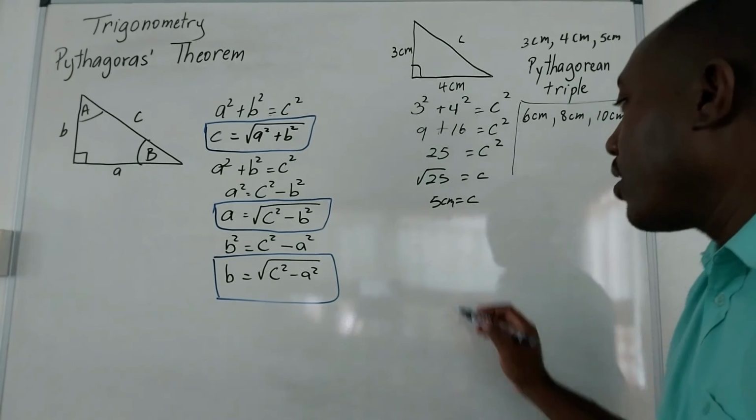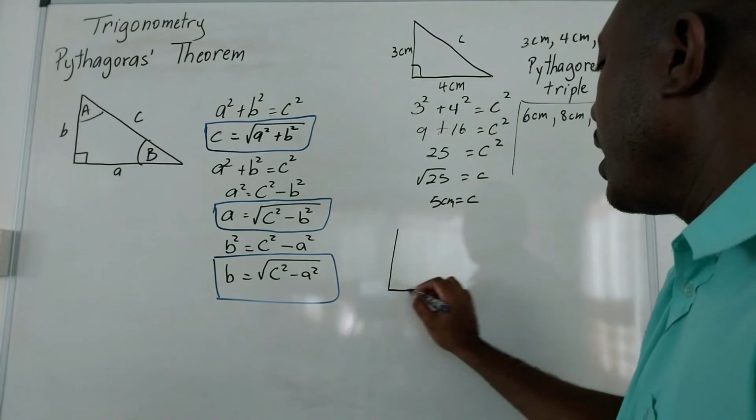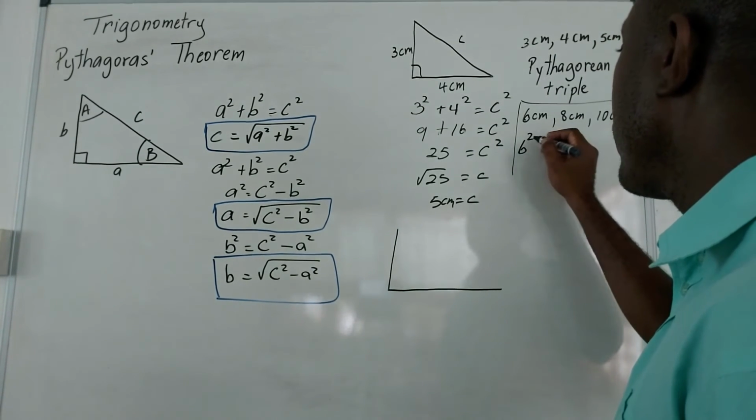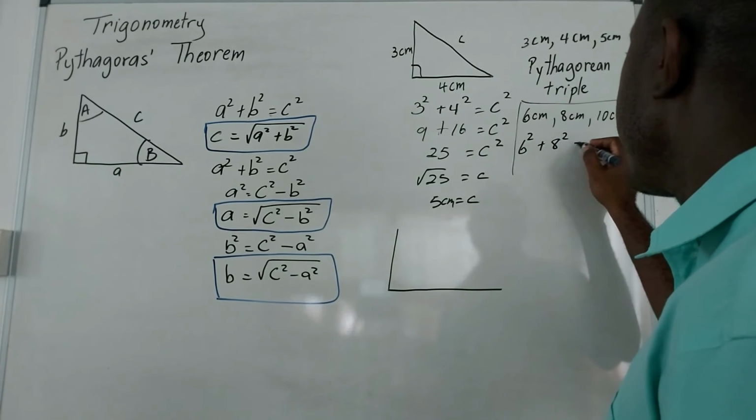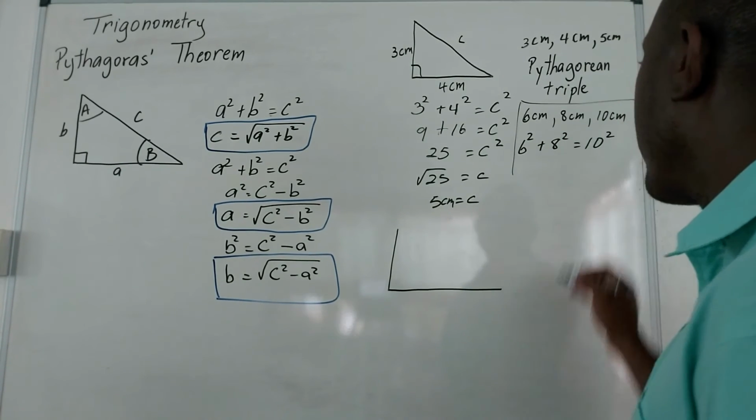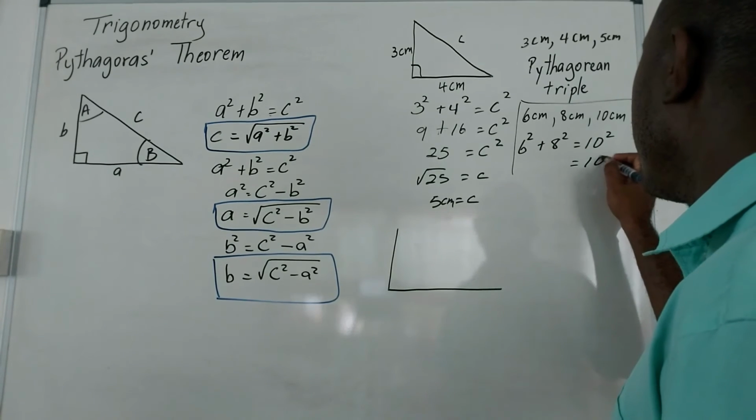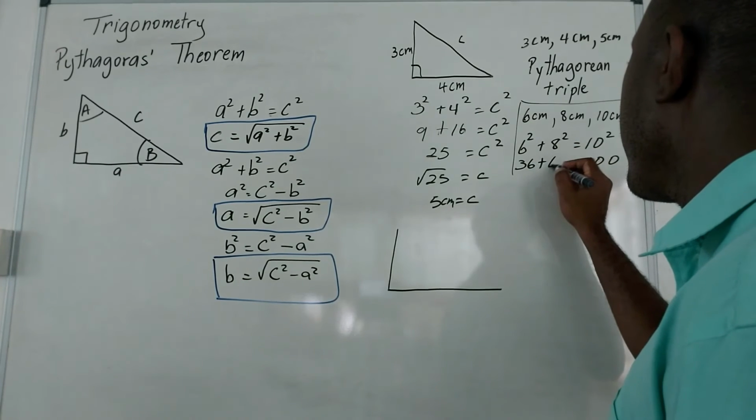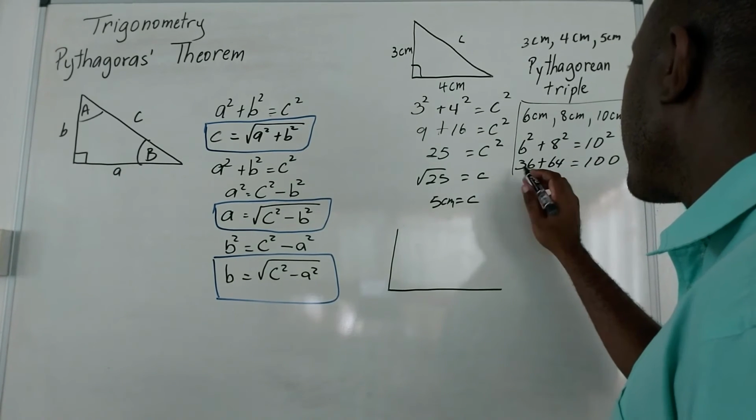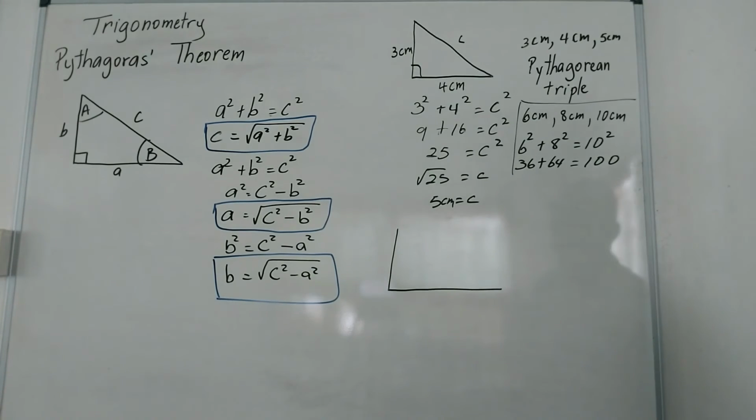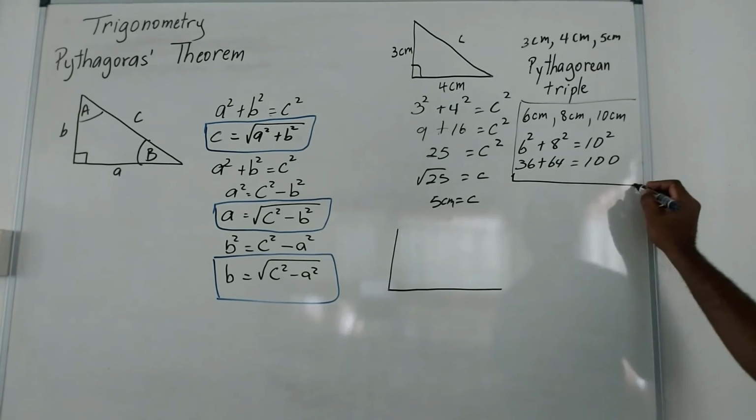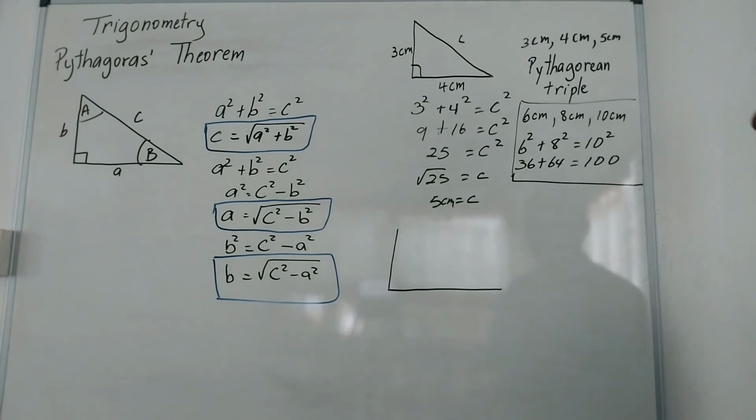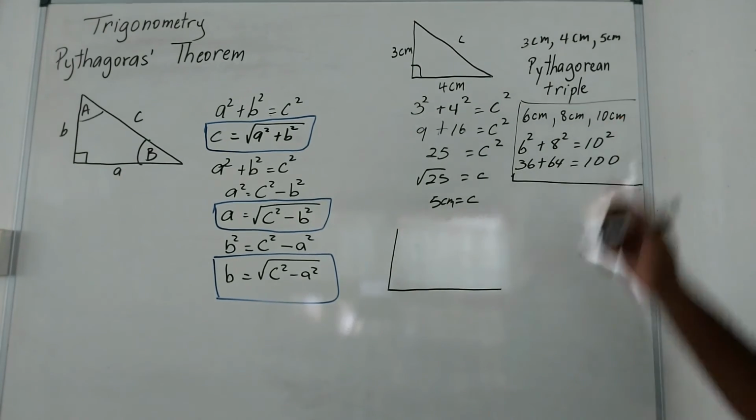So let's try another one. And what you could do is check to see. Let's check to see this. 6 squared plus 8 squared. Let's see if it's equal to 10 squared. We know that 10 squared is 100. 6 squared is 36. Plus 8 squared is 64. That will give us 100 there. So what we notice, this will be a right angle triangle whose hypotenuse will be 10.